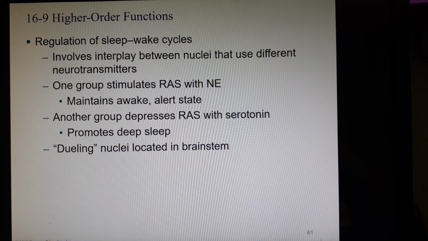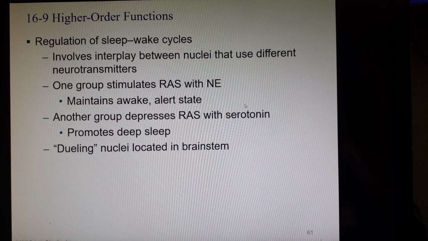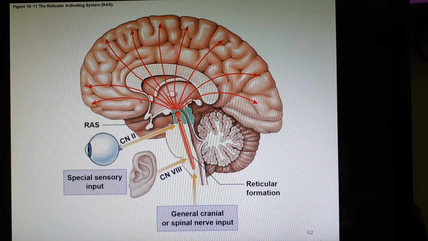Another group, though, is trying to maintain your awake, alert state, and it uses norepinephrine. So if you're very fearful and you're in fight or flight, this norepinephrine can override the serotonin and keep you awake. So here's a diagram of the reticular activating system sending out pulses.